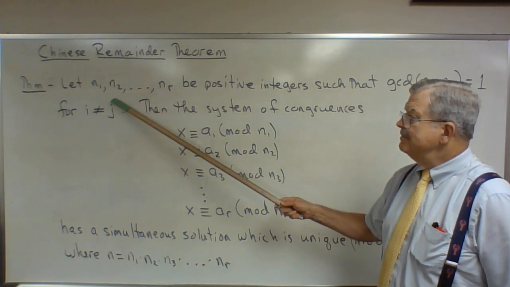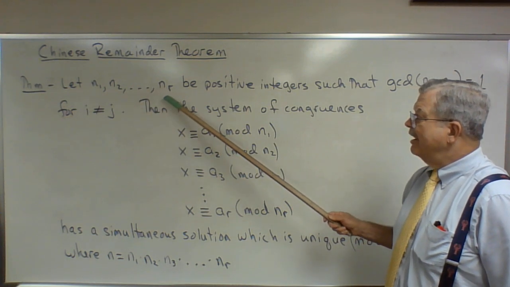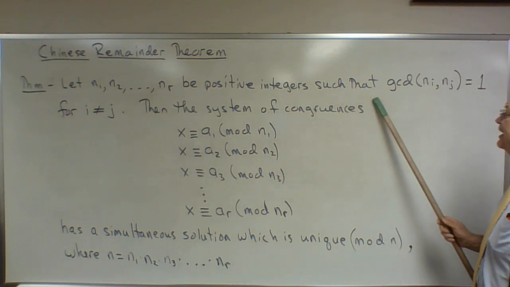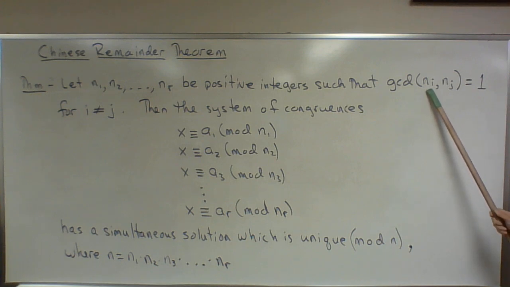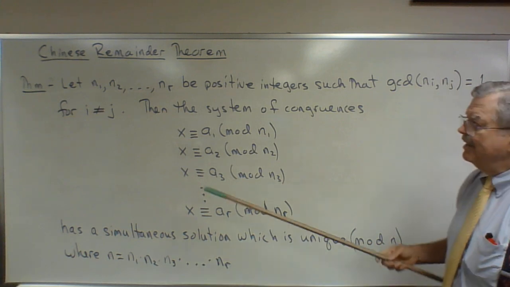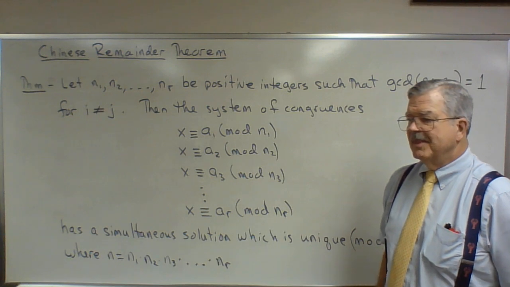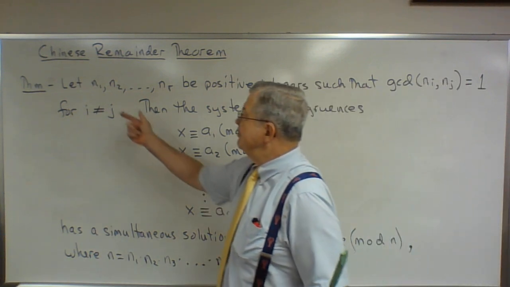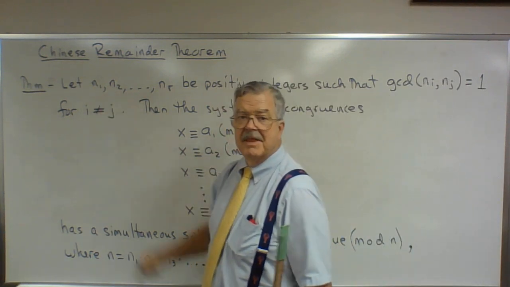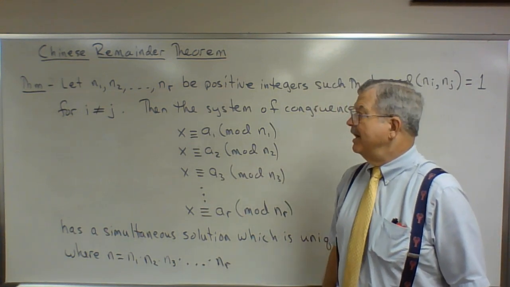Let n sub 1, n sub 2, through n sub r be positive integers such that the greatest common divisor of n sub i and n sub j is equal to 1 for any pair i not equal to j. So if we take any two of these, they're going to be pairwise relatively prime.